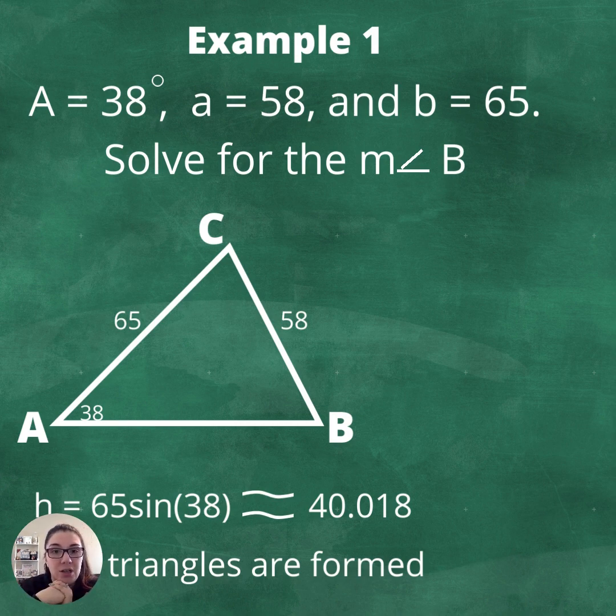So H is B sine of A. And again, if they're not using those letters, it's the side that's not opposite of the angle times the sine of the angle. So 65 is the side that's not opposite of the angle, and the angle is 38 degrees. So 65 times the sine of 38 gives you 40.018. If you're comparing A and H, A is greater than H. So as a result, two triangles are formed.